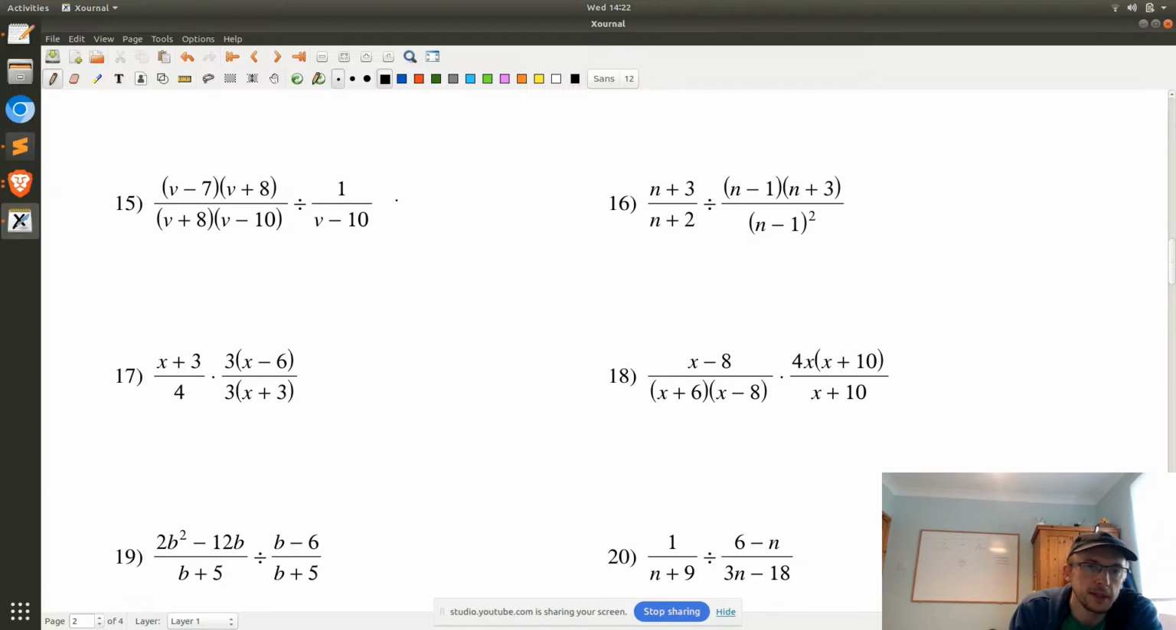Okay, next up, obviously we exclude -10 and -8. But when we do this cancellation business, they cancel, that flips, and that cancels, and then we get v - 7. So it simplifies to v - 7, where v is not -8 or 10.